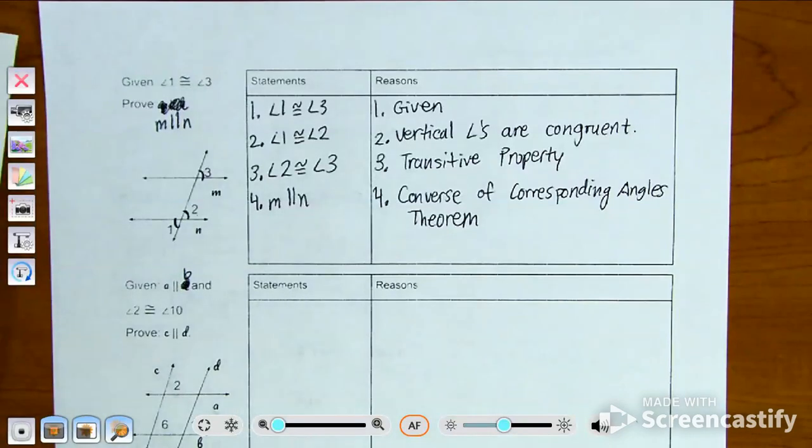So we showed that we had several different sets of congruent angles until we were able to figure out a pair of corresponding angles that were congruent. Once we knew that, then we could show that we had parallel lines. For the second proof, we're going to follow a similar process.